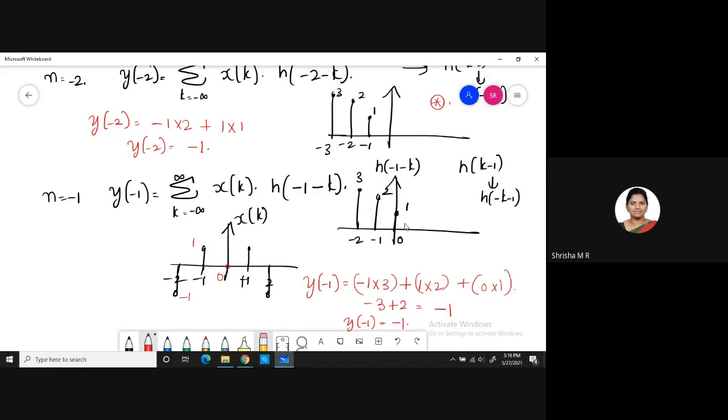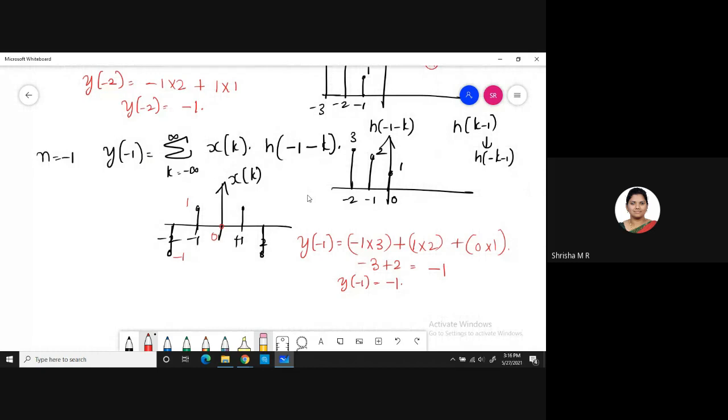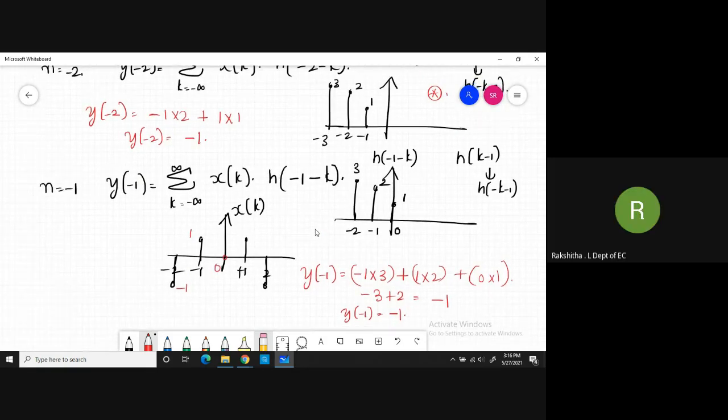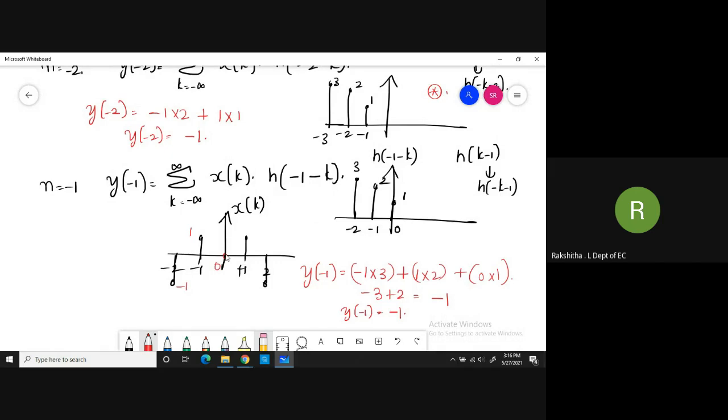Got it? Are you guys following? Excuse me, ma'am. Yes, tell me. Ma'am, at 0, it cannot be 1, ma'am. Amplitude. Oh, okay, where? I got it, ma'am. Yeah. X of k signal is only minus 1, 1, 0, 1, minus 1. Correct? Yes, ma'am.